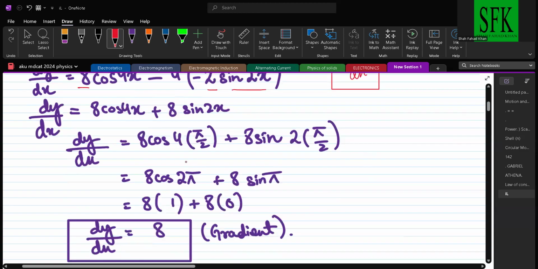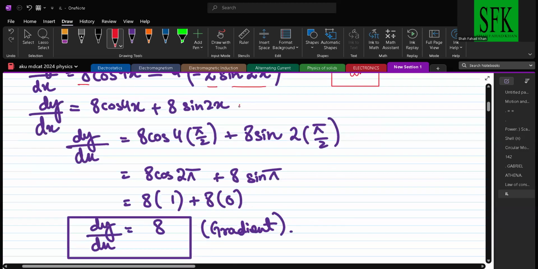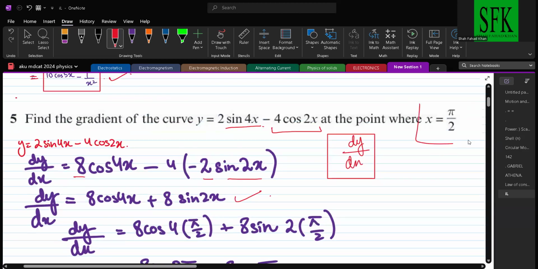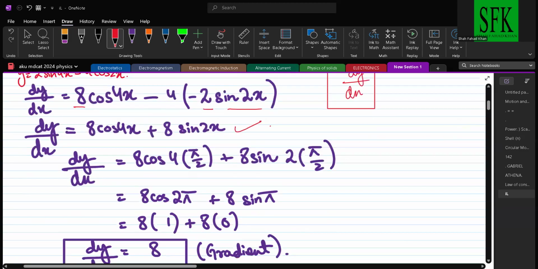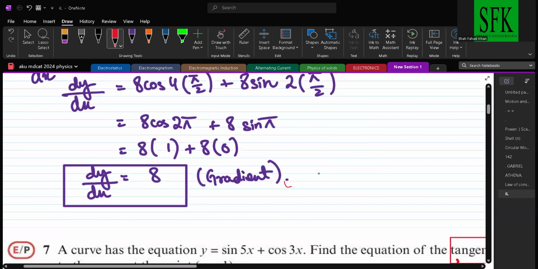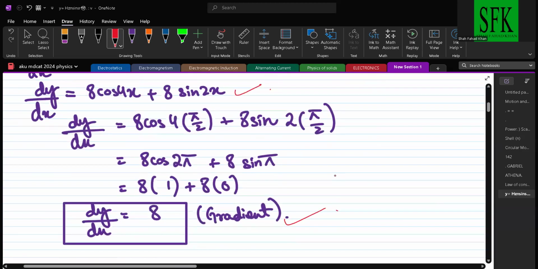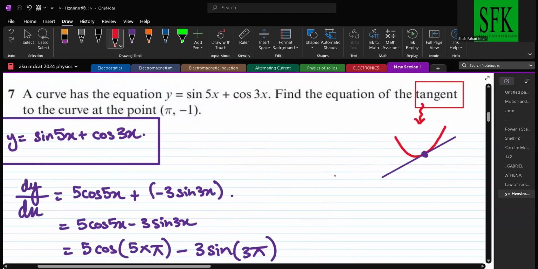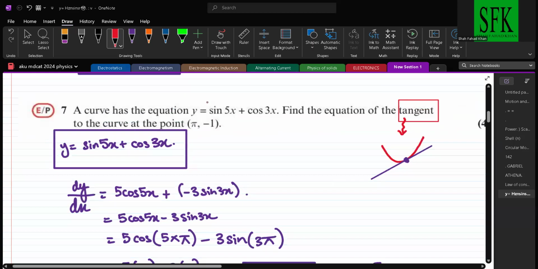Then open up the bracket, simplify and everything. Once you've done that, you've gotten the equation for the differential. Then you put in the value of x is 5 by 2. They've told you that the value of x is 5 by 2. You take that, put it in here, make sure to keep the calculator in the radian mode, and then simplify it, get the value of the gradient. Make sense? But always remember, if the calculator is not in the radian mode, you will not get the correct answer.